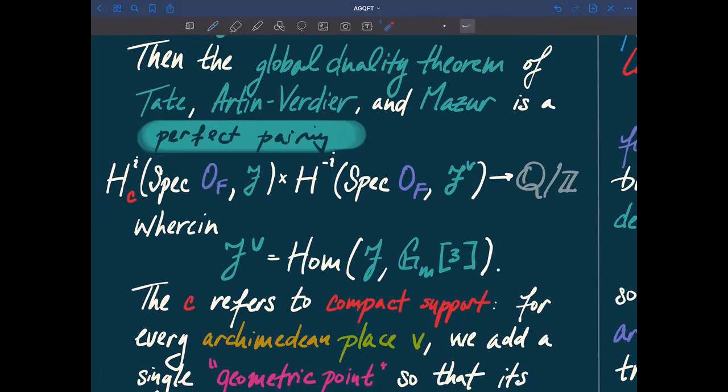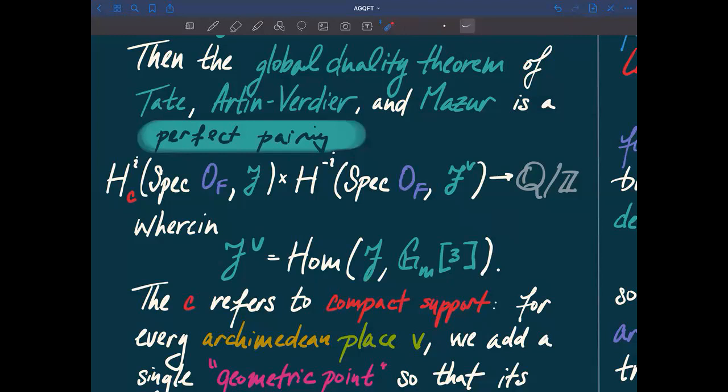And how does the perfect pairing work? Well, it's the compactly supported cohomology, and I'll explain what this compactly supported cohomology is in a second, of Spec OF with coefficients in F. And I'm pairing it with, again, some dual of my F, and I'm looking at the negative cohomology of it. So once again, I'm expressing this as the Pontryagin dual of this. And what is this dual? This dual is given to you by taking maps from F into Gm shifted by 3. So once again, this 3 here is the three-dimensional part of the duality that we're talking about.